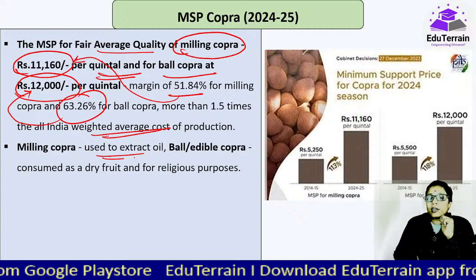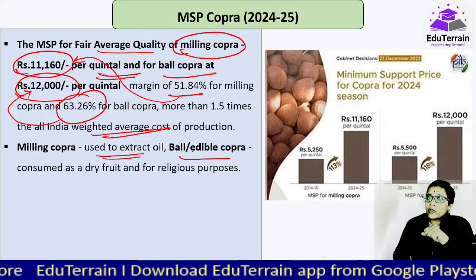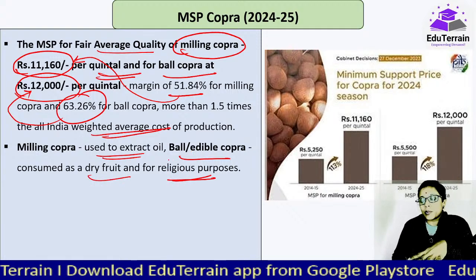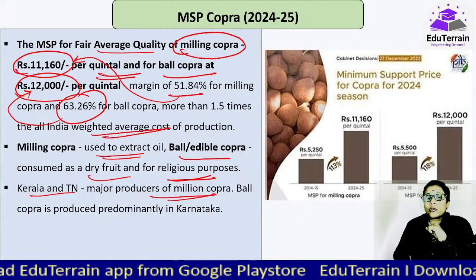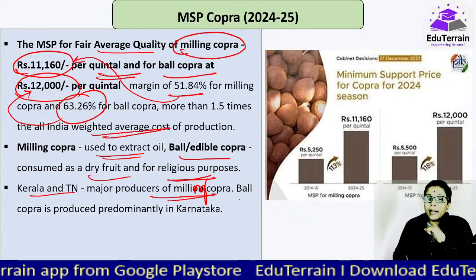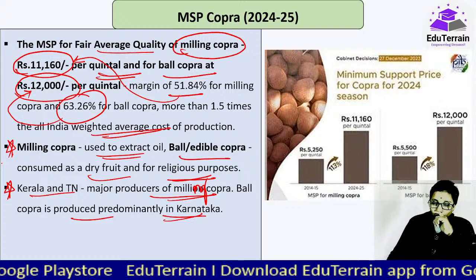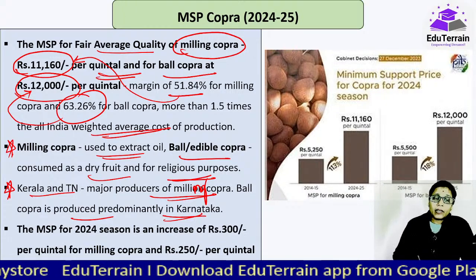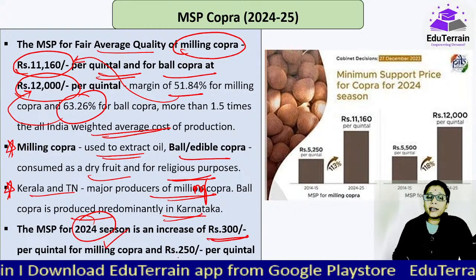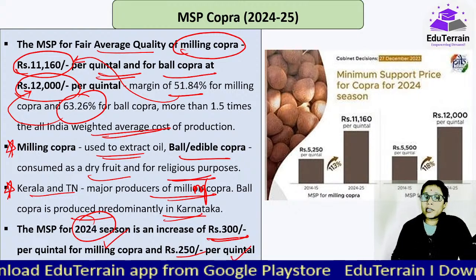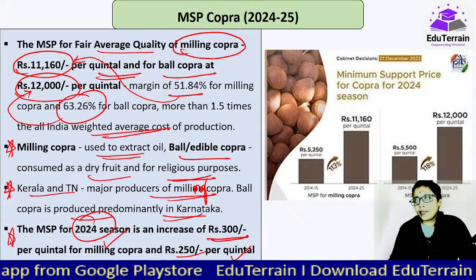Now milling copra is generally used to extract oil, edible coconut oil, and ball or edible copra is generally used as dry fruit and for religious purposes. Which are the states that are major producers of this? Kerala and Tamil Nadu are the major producers of milling copra. And ball copra is produced predominantly in Karnataka. Important. The MSP for the 2024 season is an increase of 300 rupees per quintal for milling copra, and 250 rupees per quintal over the previous year for ball copra. This also is important. I have highlighted only the most important points related to MSPs.